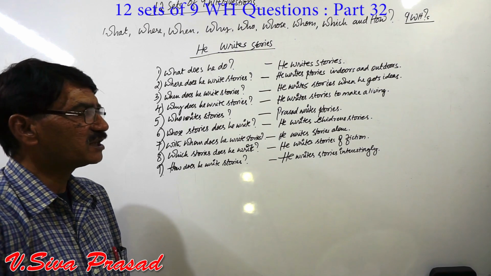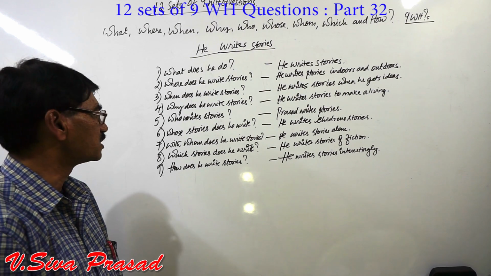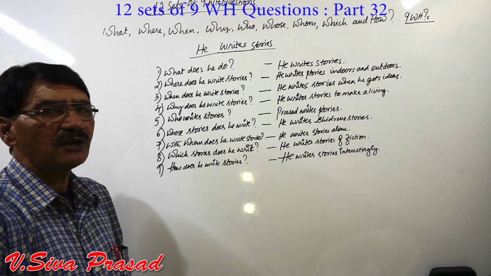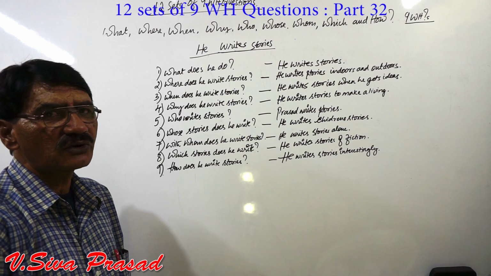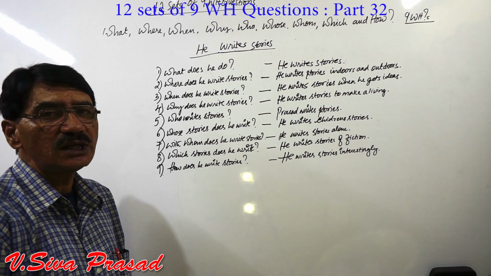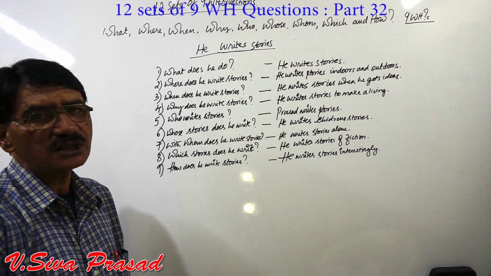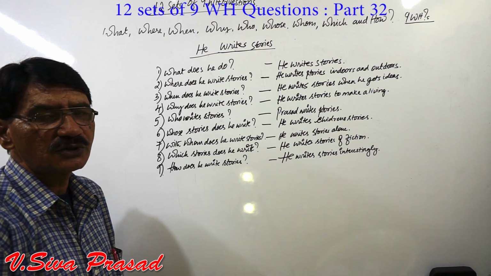Whose stories will he write? He will write children's stories. With whom will he write stories? He will write stories alone. Which stories will he write? He will write stories of fiction. How will he write stories? He will write stories interestingly. That takes us to the fourth one.